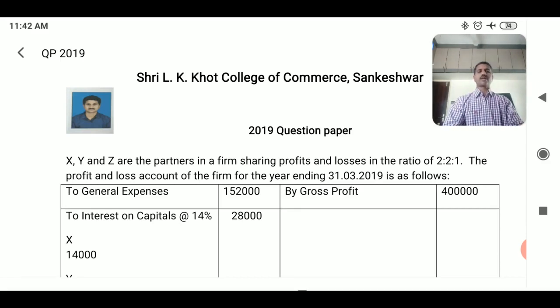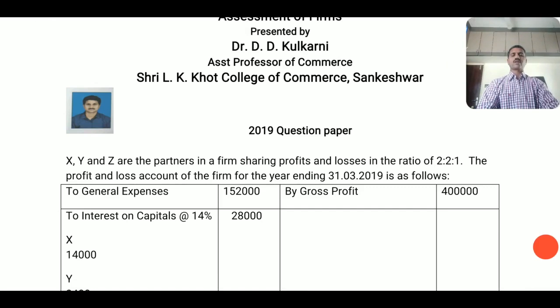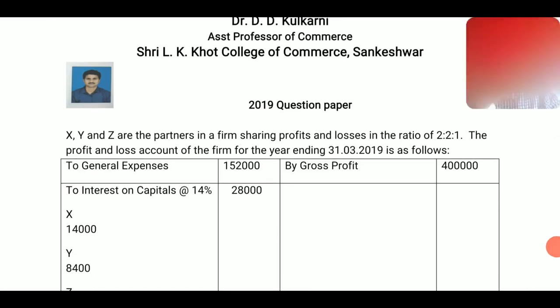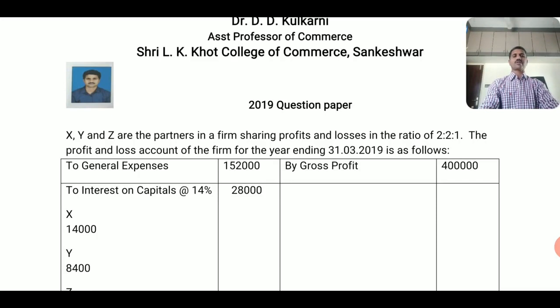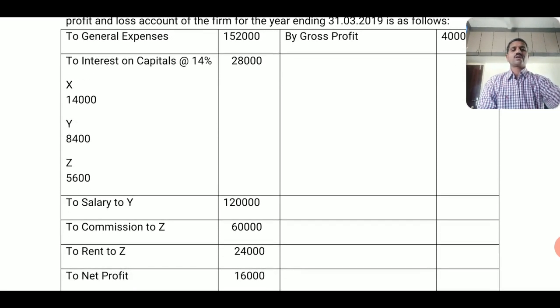X, Y and Z are the partners in a firm sharing profits and losses in the ratio of 2:1. The P&L account of the firm for the year ending 31/3/2019 is as follows. To general expenses 1,52,000, interest on capital at the rate of 14%, X is debited with 14,000, Y is debited with 8,400, Z is debited with 5,600. The total amount of interest on capital will be 28,000. Salary to Y 1,20,000, commission to Z 60,000, rent to Z 24,000, net profit is 16,000.